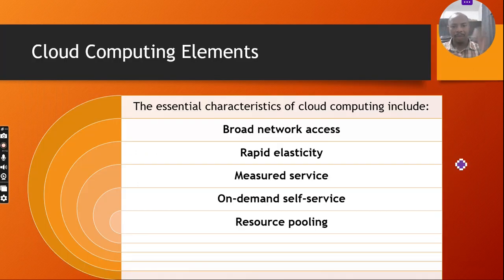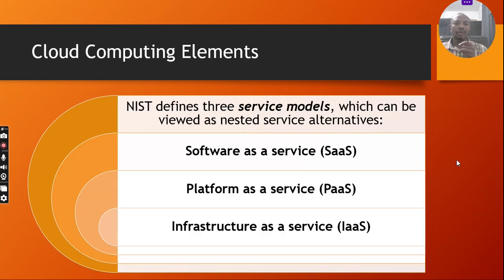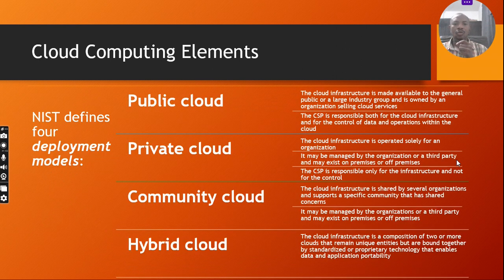The cloud computing elements, like we said, are made up of five essential characteristics, which are broad network access, rapid elasticity, measured service, on-demand self-service, and resource pooling. Now let's take a look at what we call the three service models. The three service models are: one, software as a service, platform as a service, and infrastructure as a service. These are the three service models in cloud computing. Now let's go to the third one, which is called the deployment model in cloud computing.